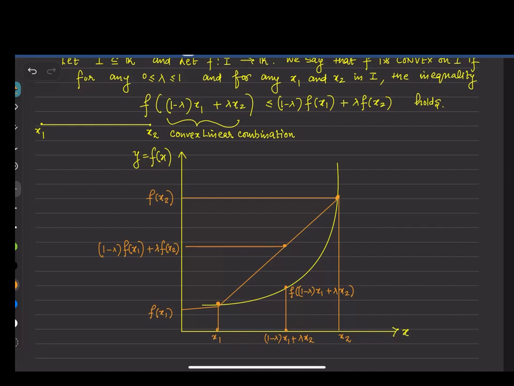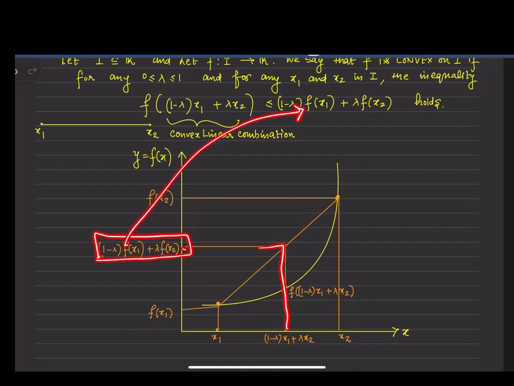this. So if you see, this height is larger, this height is smaller. And what is this height? This value, which is on the left hand side of the expression. And what is this height? This height is on the right hand side of the expression.